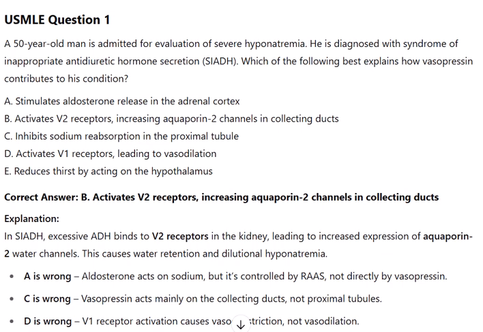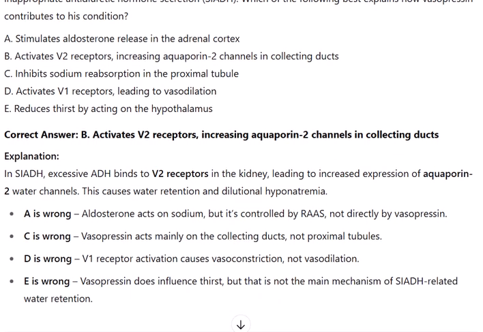Correct answer, B. Activates V2 receptors, increasing aquaporin 2 channels in collecting ducts. Explanation. In SIADH, excessive ADH binds to V2 receptors in the kidney, leading to increased expression of aquaporin 2 water channels. This causes water retention and dilutional hyponatremia.